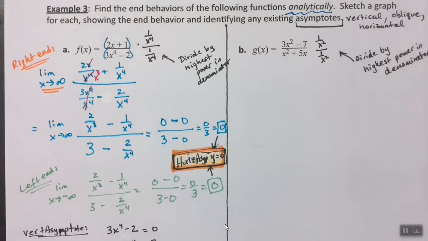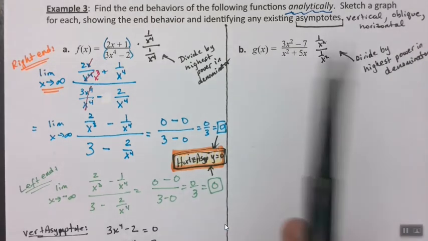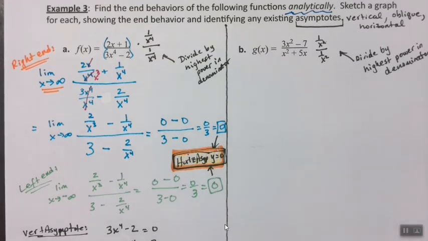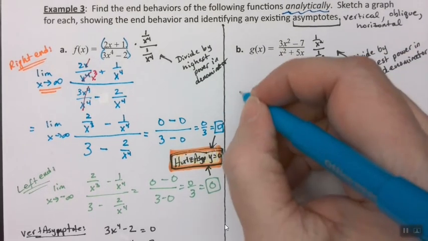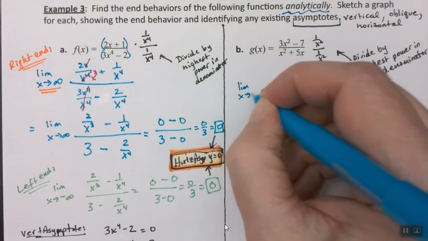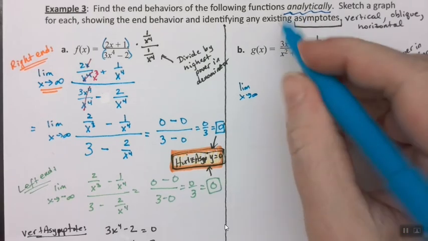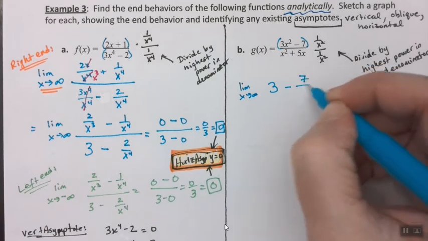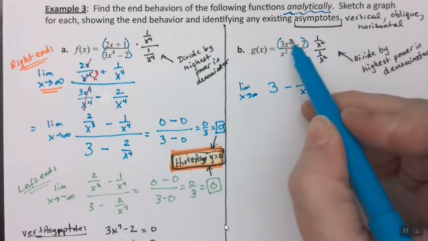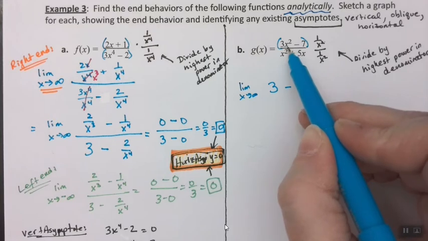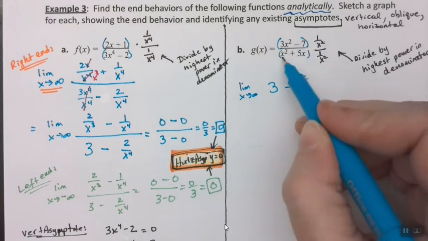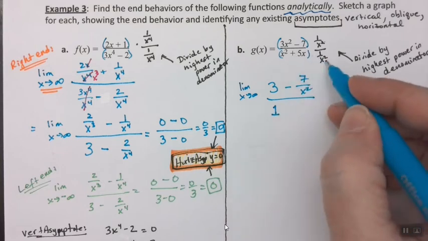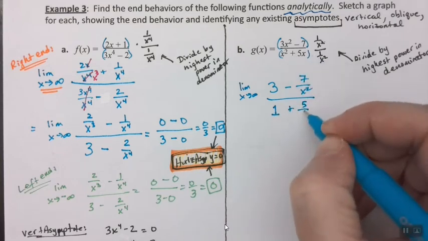Okay, so let's see if we can do this in our head a little bit. I want the limit as x goes to infinity. This will be the right-hand edge I'm doing first. So the limit as x goes to infinity, 3x squared over x squared would just be 3 minus 7 divided by x squared. You have to distribute that 1 over x squared to both of them. And then down here, I would take x squared over x squared, which is 1, and then 5x over x squared, which would be 5 over x, right?